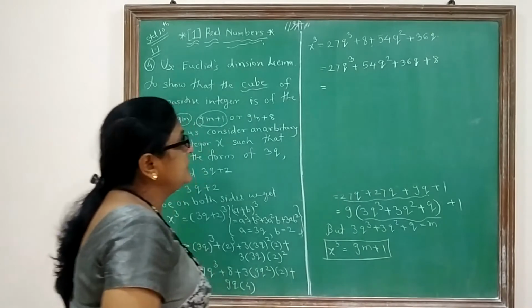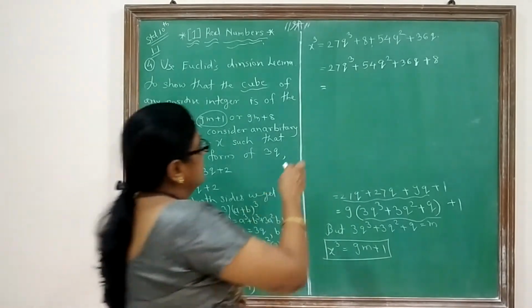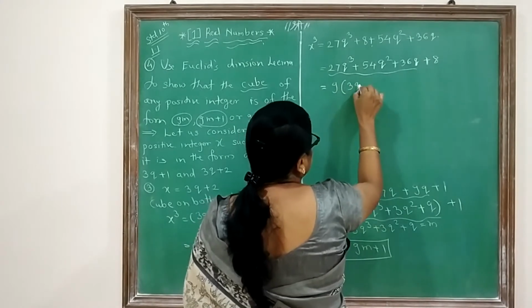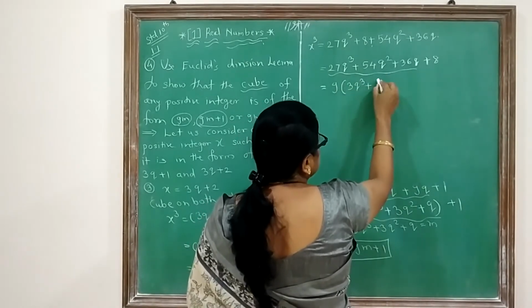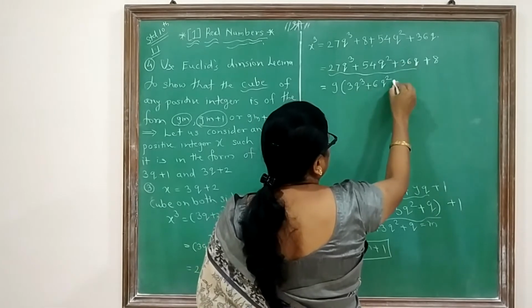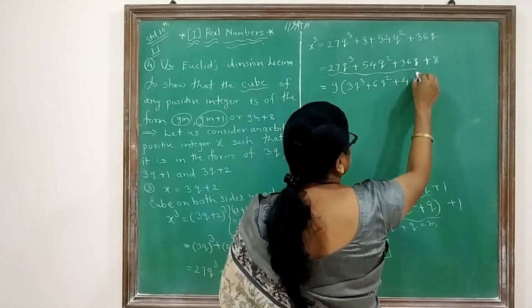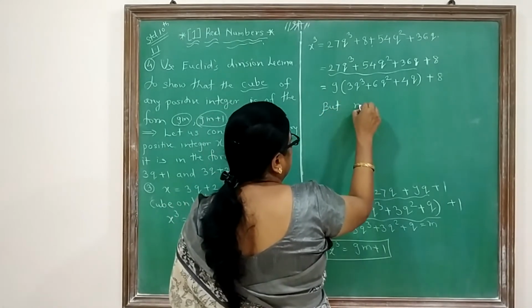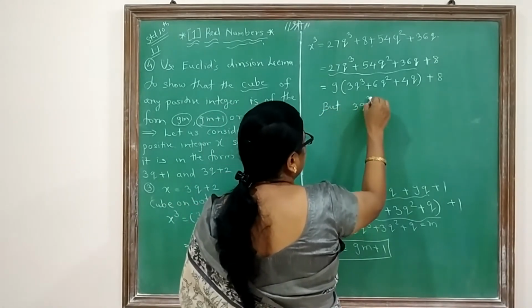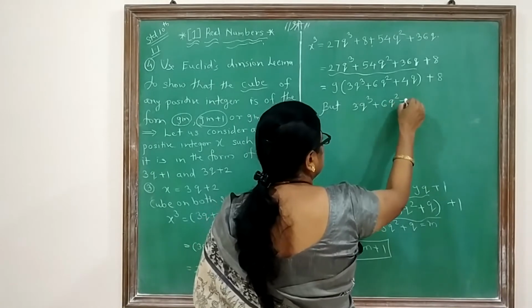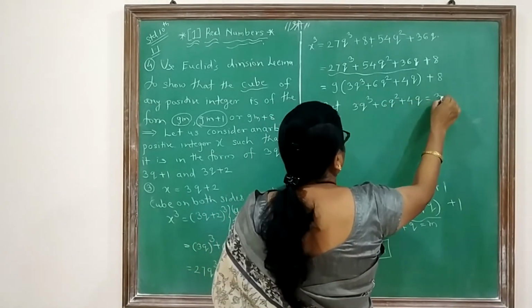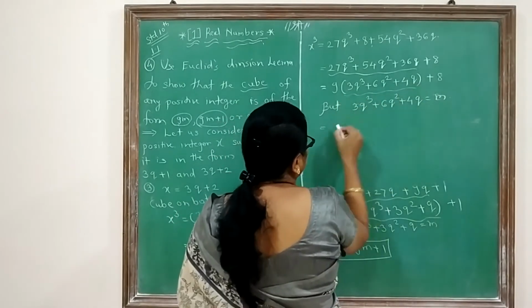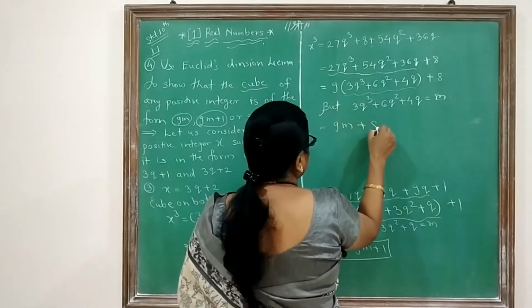Then you will take 9 common. 9 3s are 27, 9 6s are 54, 9 4s are 36, and plus 8. But 3q cube plus 6q square plus 4q equals m. Then you write 9m plus 8.